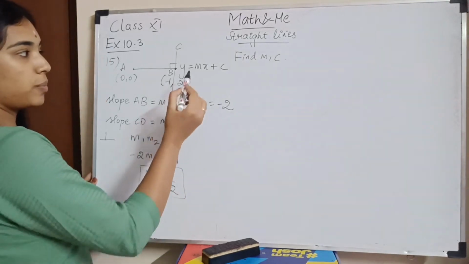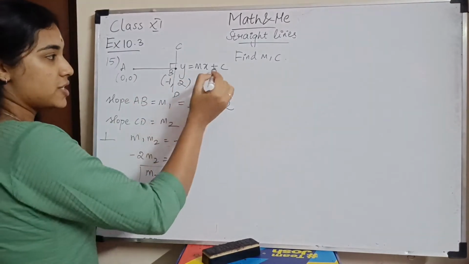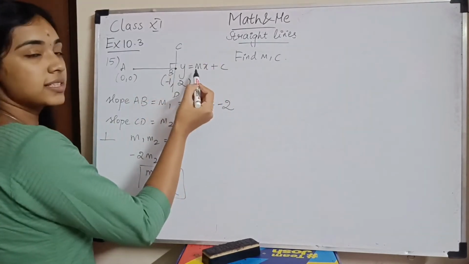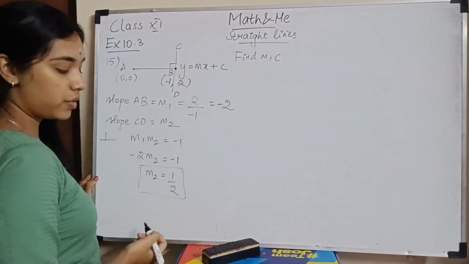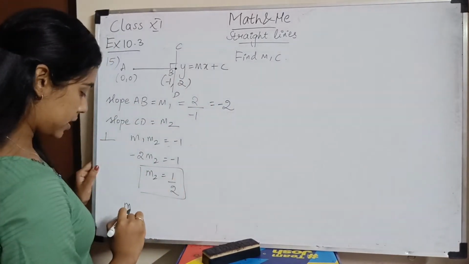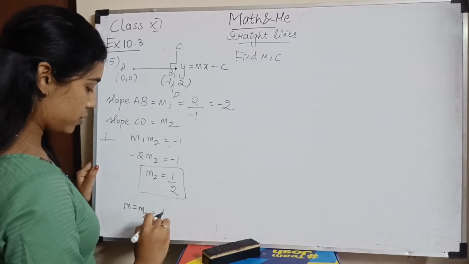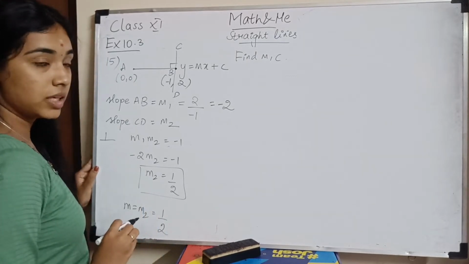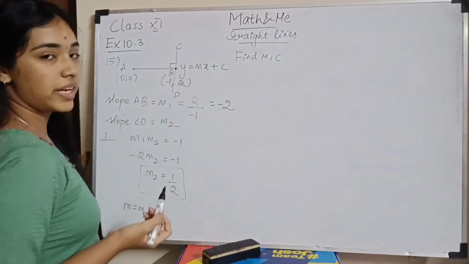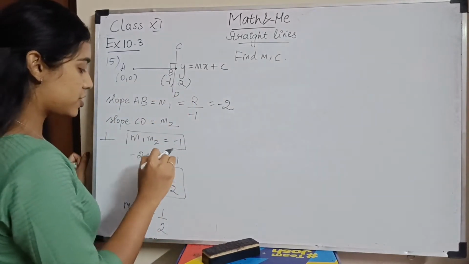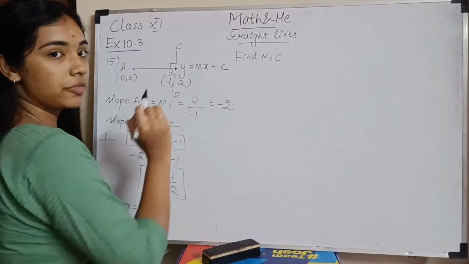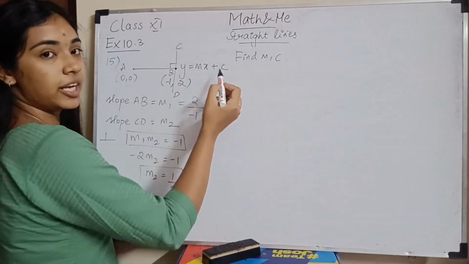So you know the slope of this particular line. So in this equation, what is the slope of this particular line? It is m. So we have just found out m. So m equals m2, which is equal to half. So basically, using the perpendicularity of lines, we found the slope, and using this relation you found out the value of m. Now you need to find the value of c.